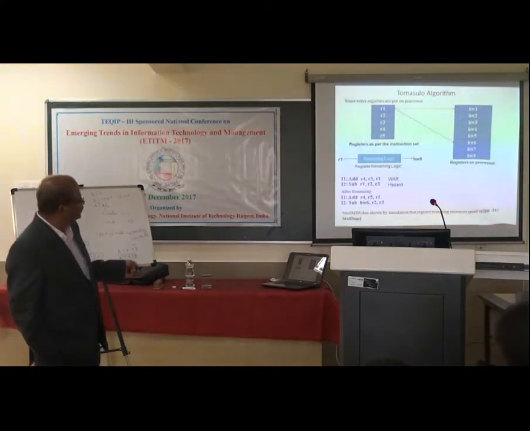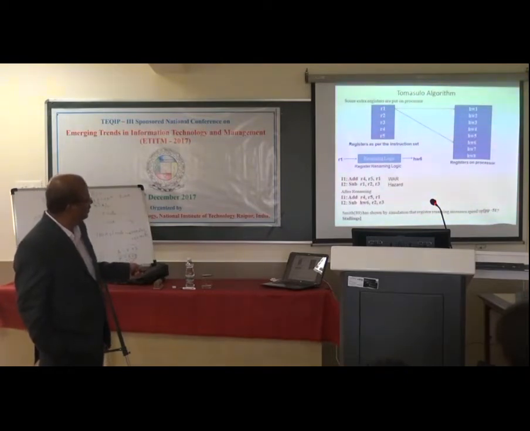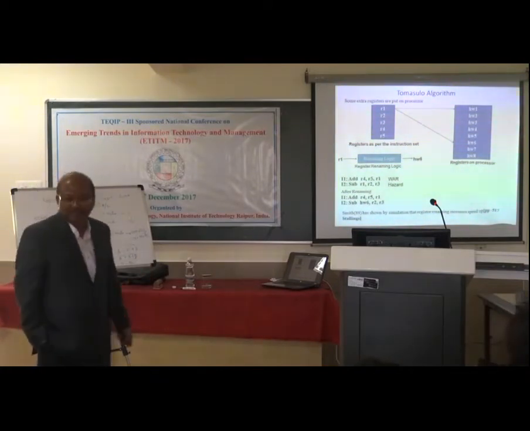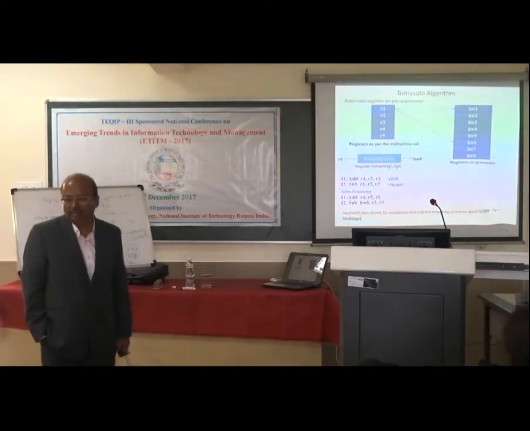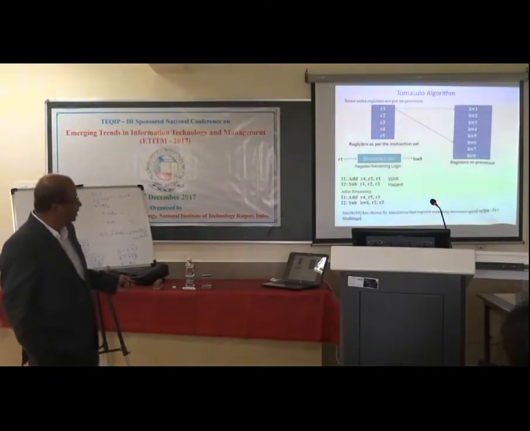Earlier there was a chance that this value of R1 would come here, but now this is an entirely different register, so there is no chance of this value coming here, and this is how this hazard is also avoided. Okay, this is clear. This is called register renaming.